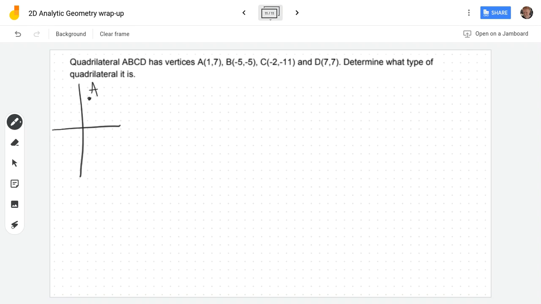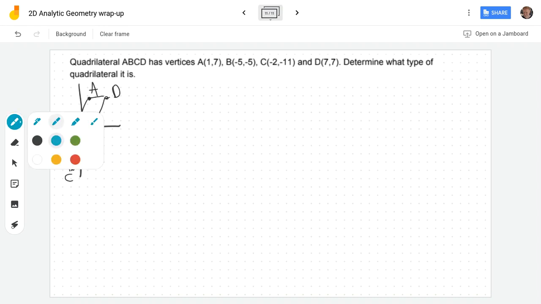B is at -5, -5. C is at -2, -11. And D is at 7, 7. So it's looking possibly like a trapezoid. Those two sides, AB and CD, might be parallel to each other. It's hard to say for sure without doing the math.